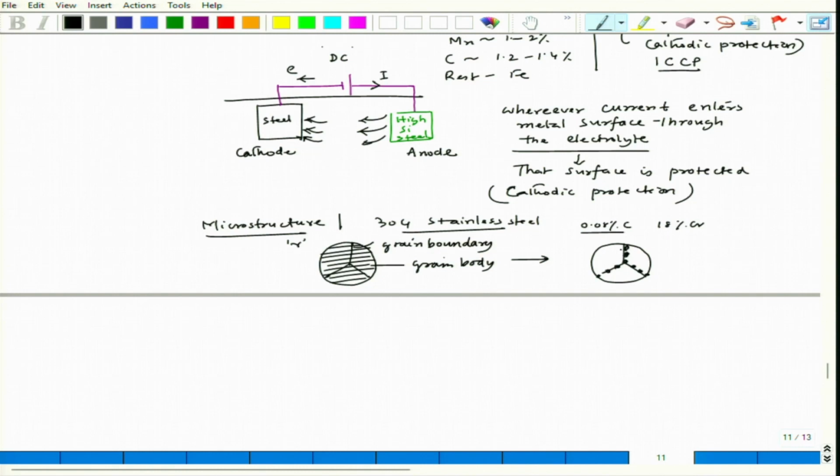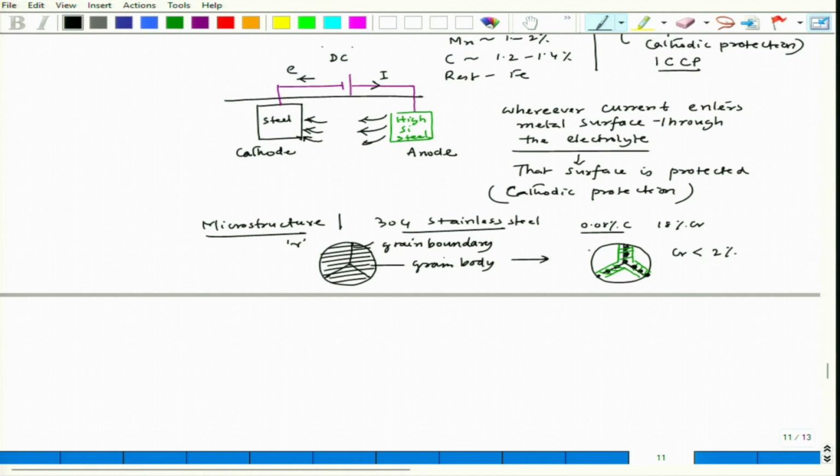And now, when chromium carbide forms, near that grain boundary there will be a small patch. I am just putting it in the green color, that patch near to that grain boundary will have very low level of chromium. So, that means in this zone, except those chromium carbide precipitated points, those zones will have chromium content maybe less than 2%, which is not sufficient to form a continuous passive film.